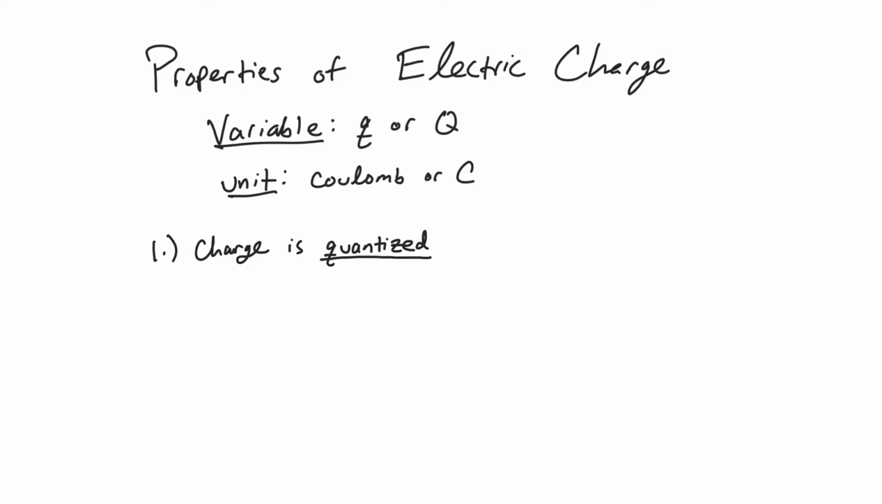So the first one is that charge is quantized. And I'm not sure if you're familiar with this word quantized and really what that means, but what it means is that charge comes in these multiples of the most fundamental charge you can have, which is the charge of a single proton or a single electron. So it comes in these discrete little packages.